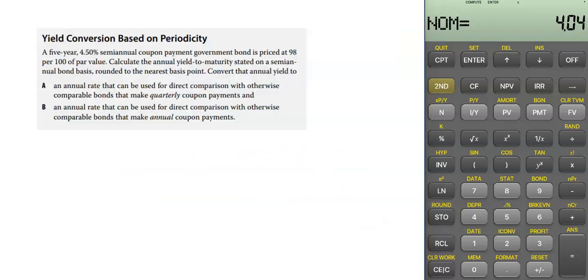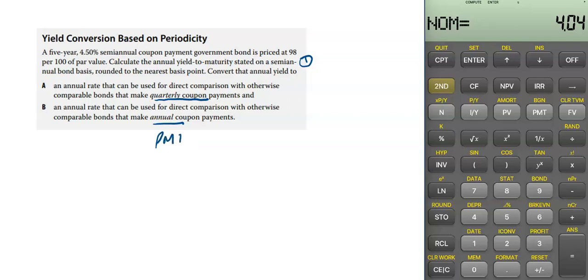Another example, a 5-year 4.5% semi-annual coupon payment government bond is priced at 98. Calculate the annual yield to maturity stated on a semi-annual basis. This is question number 1. Then convert that annual yield to an annual rate that can be used for a direct comparison with otherwise comparable bonds that make quarterly coupon payment and annual coupon payment. Actually, the question is exactly same like the previous one.